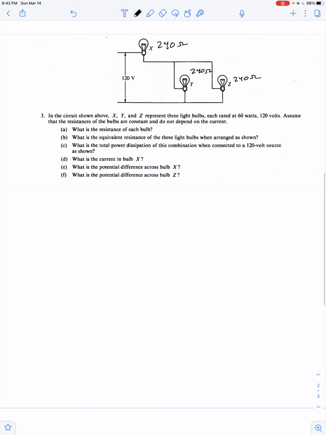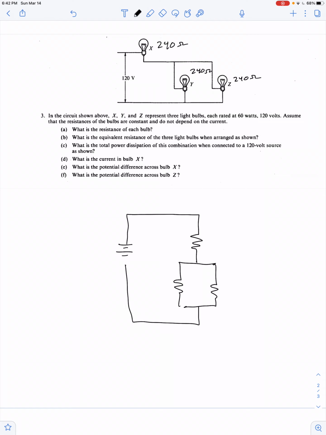And again, we can diagram it like this. Actually, I really feel bad about drawing this as a symbol for a battery. We'll just say at some instant in time, the potential difference is 120 volts. I say at some instant in time because we know the potential difference is oscillating. 240 ohms, 240 ohms, 240 ohms.